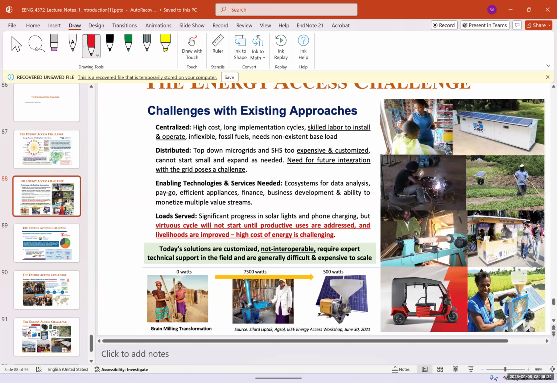So loads served in these situations are significant. There has been significant progress in solar lights and phone charging, but there are still some challenges with the high cost of energy in these situations, and how to improve it. And the main problem, actually, is having a system that works reliably in an off-grid situation, and we have a very reliable off-grid battery storage system.